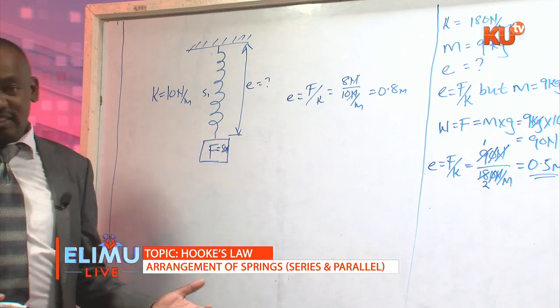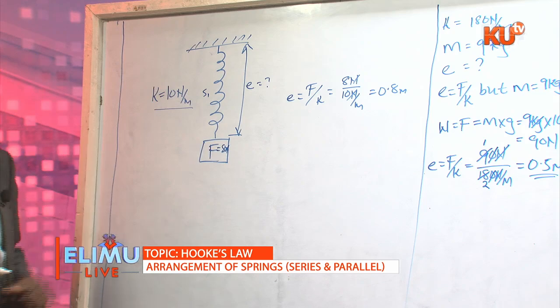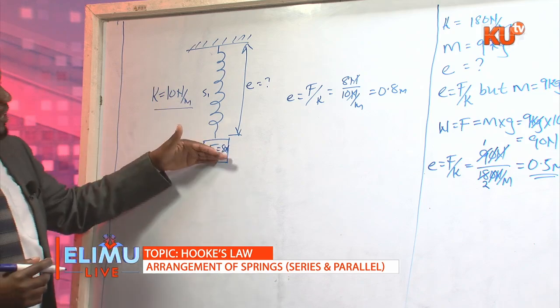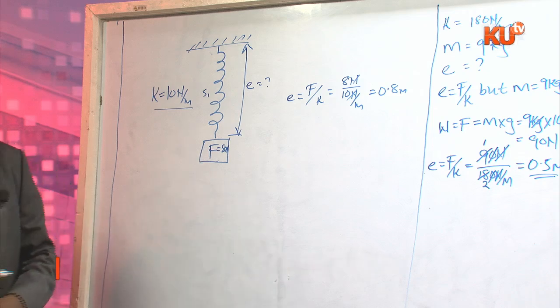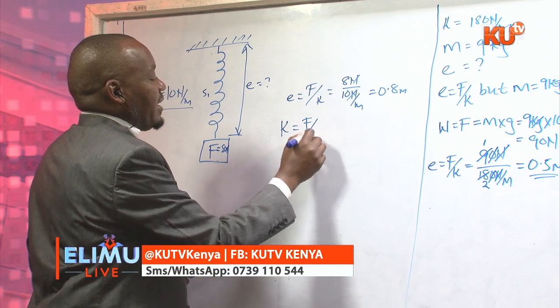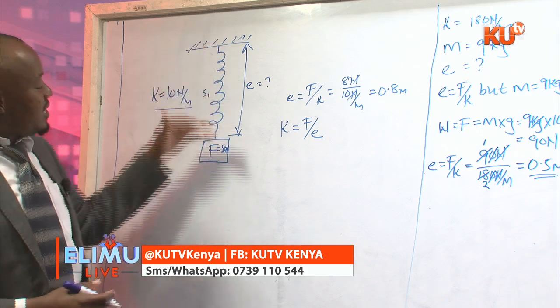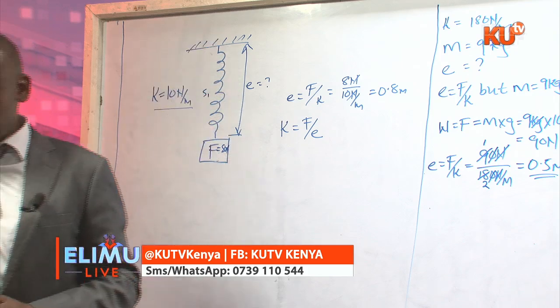In other situations, you will not be given a spring constant. It will be unknown. But you'll be provided with force and a given extension. In finding K again, you'll be required to divide force over extension. Remember, this is happening in a single spring.